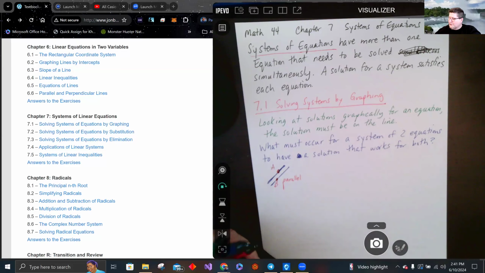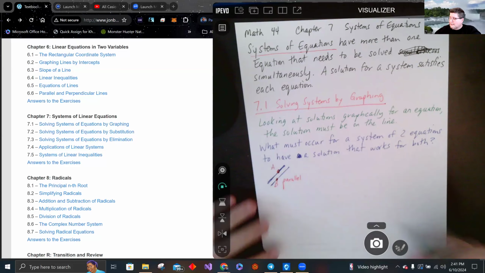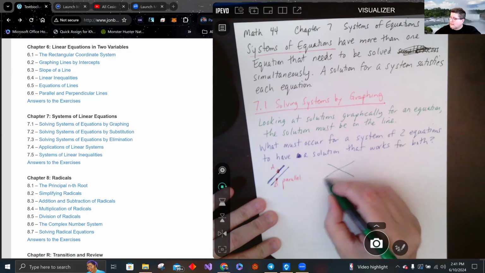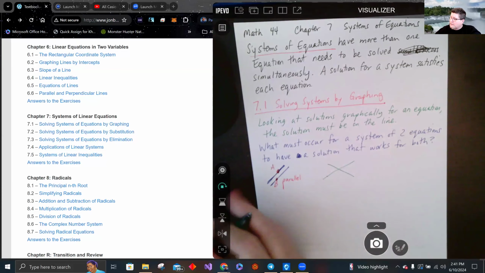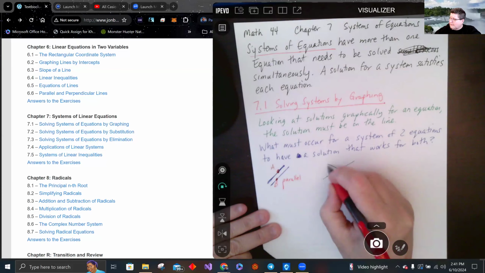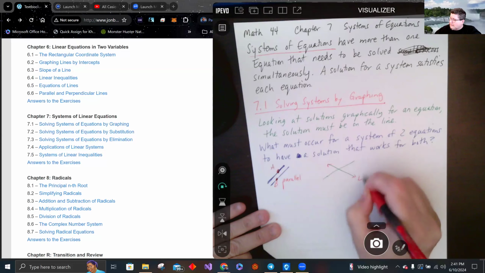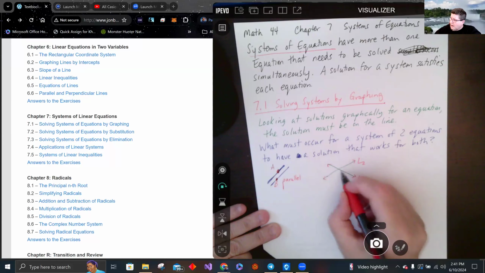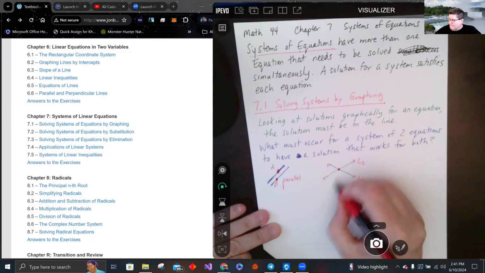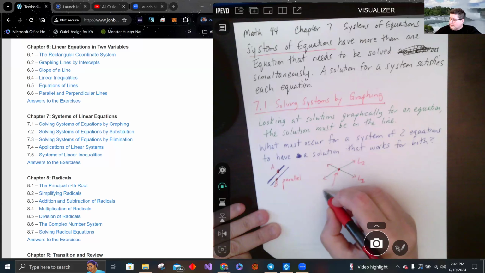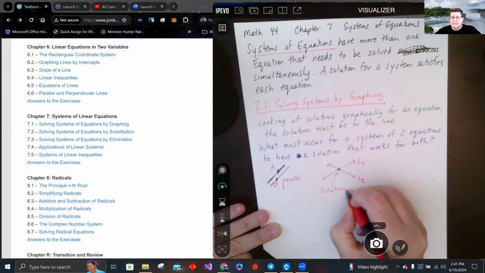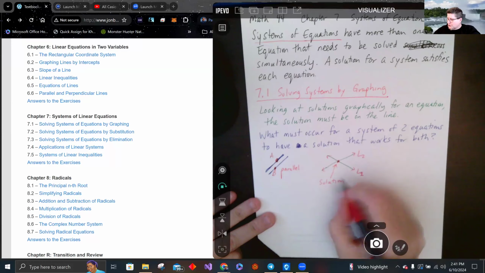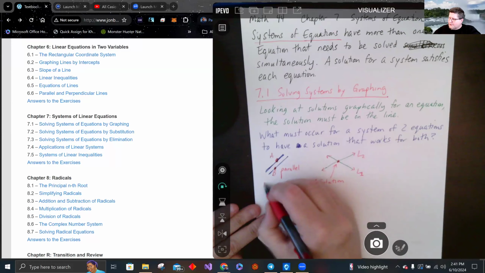For a system of equations to work, the lines must intersect. So if this is line 1, and this is line 2, and that's our system, this point right here is our solution. So there's one solution here. This has no solutions.